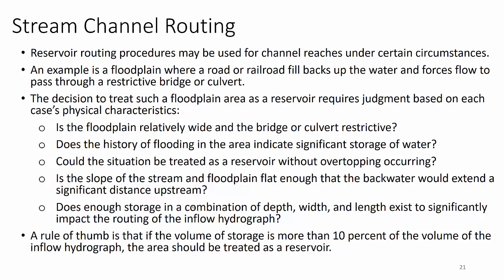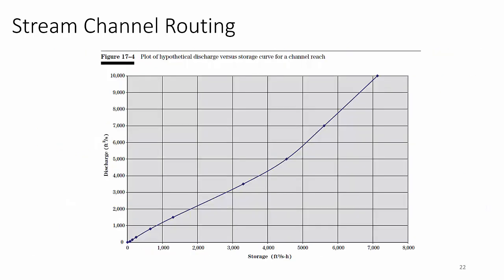Is the slope of the stream and floodplain flat enough that the backwater will extend a significant distance upstream? Does enough storage in a combination of depth, width, and length exist to significantly impact routing of the inflow hydrograph? All of those things suggest that you can use reservoir routing at the bridge or railroad abutment. A rule of thumb is if the volume of storage is more than 10% of the volume of the inflow hydrograph, it should be treated as a reservoir. That's pretty simple.